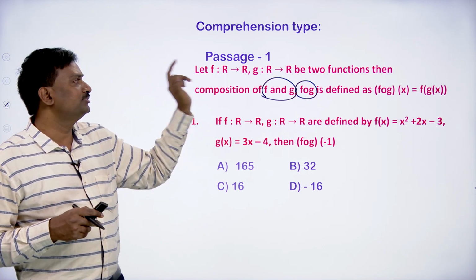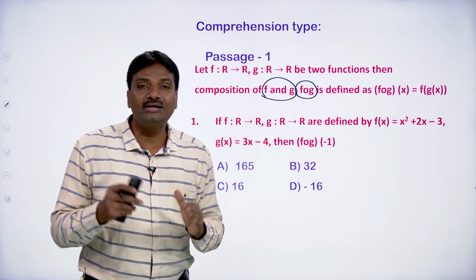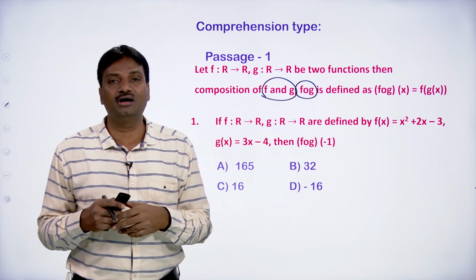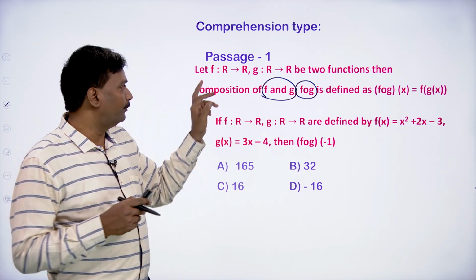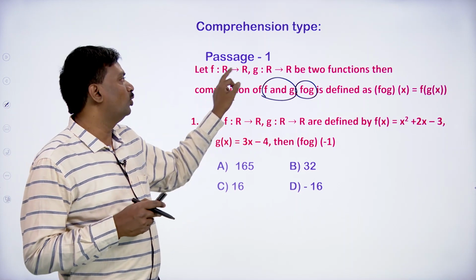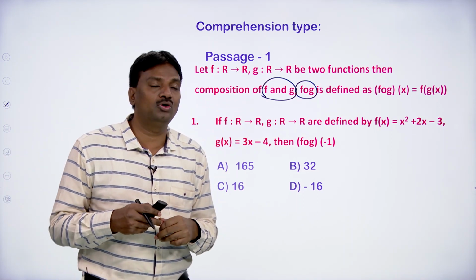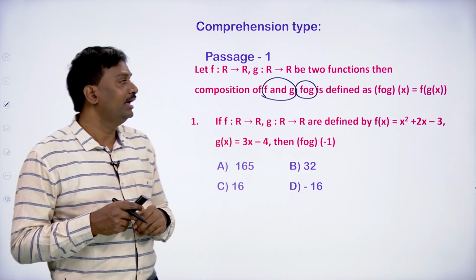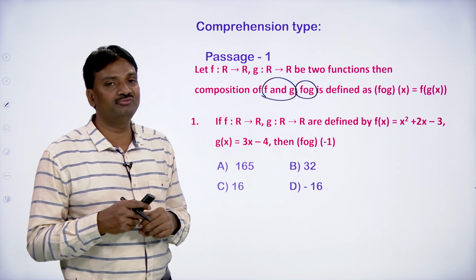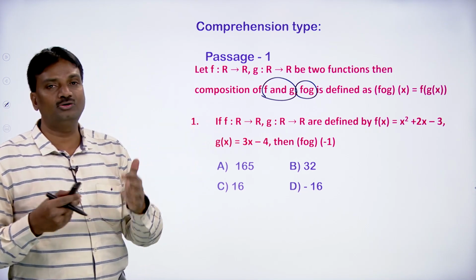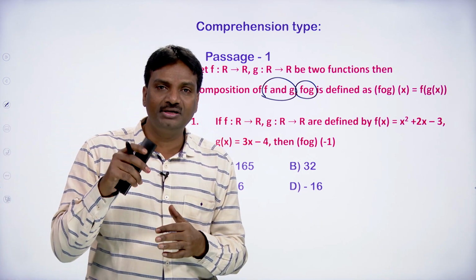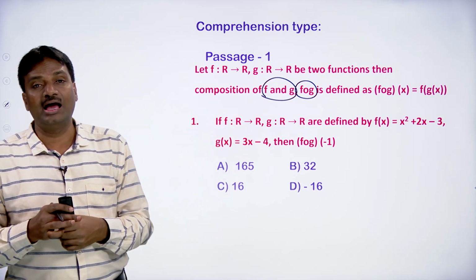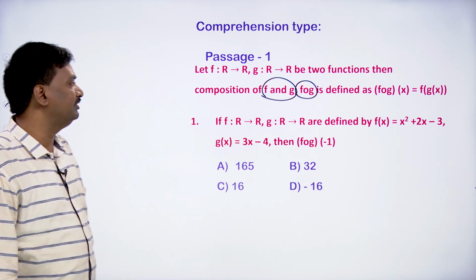Let f maps R to R and g maps R to R. Here R is nothing but the set of all real numbers. For both functions f and g, the domain is R and the codomain is also capital R. So the composition of f and g is defined as f circle g of x equal to f of g of x for all x belongs to the domain capital R. For f and g, the domain and codomain are given as capital R only. Capital R is nothing but the set of real numbers.